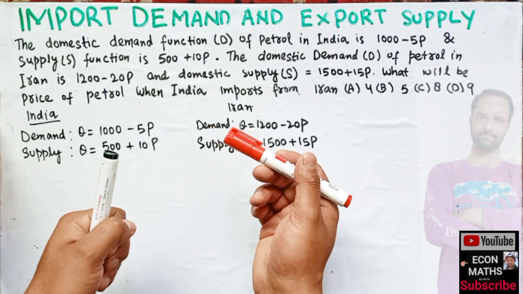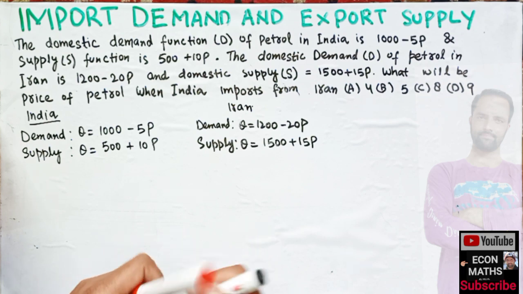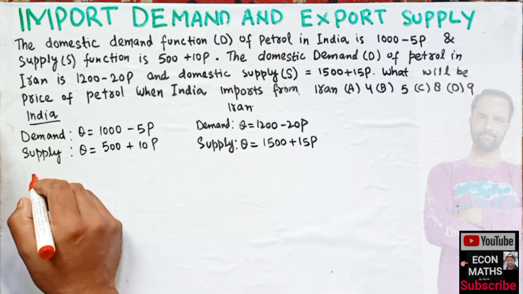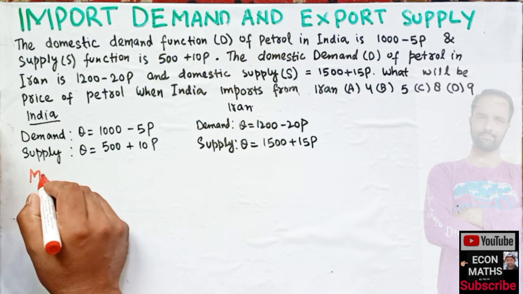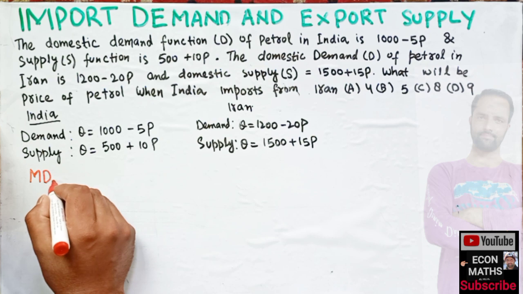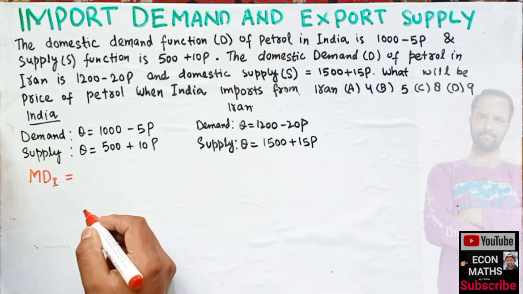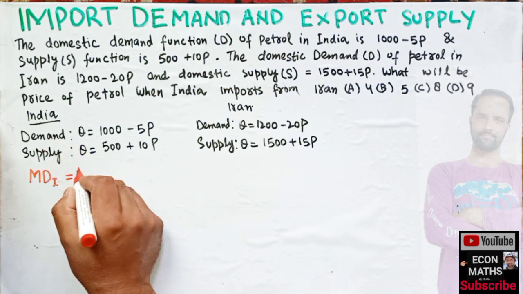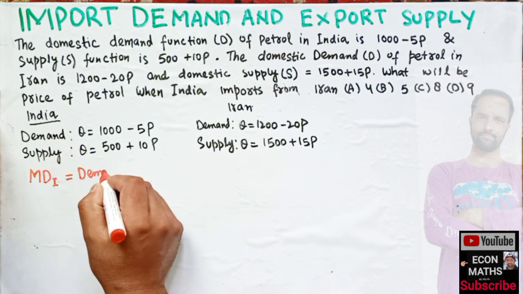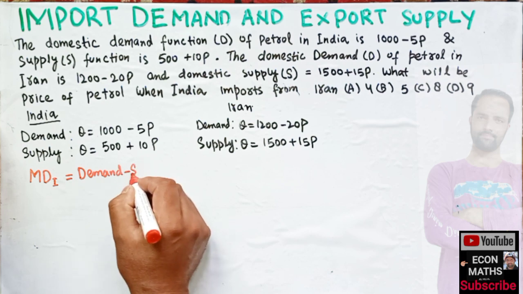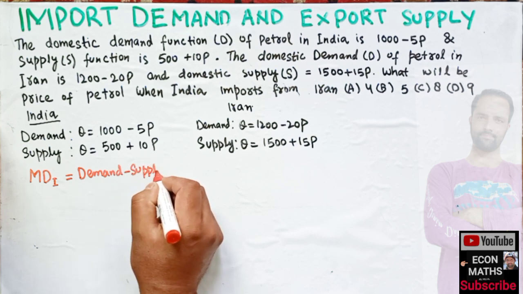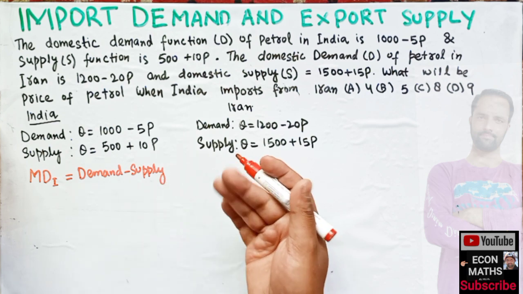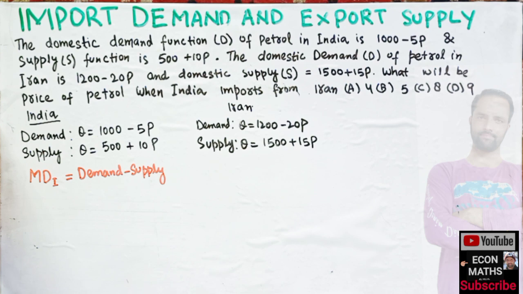Now, India's import demand schedule is given by demand minus supply whenever the price is below the autarky equilibrium price. Let us denote it here: the import demand schedule for India is equal to demand minus supply whenever the price is below the autarky equilibrium price. What is meant by autarky equilibrium price? Let me show it here.